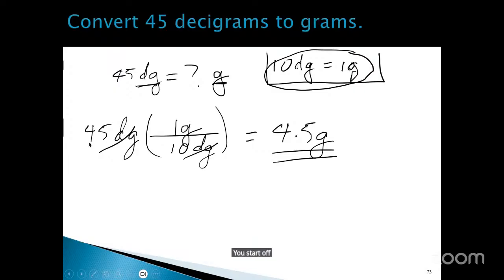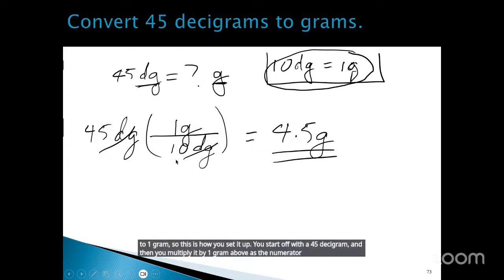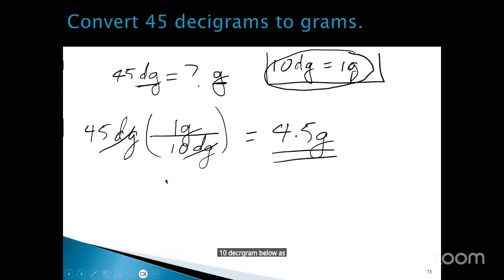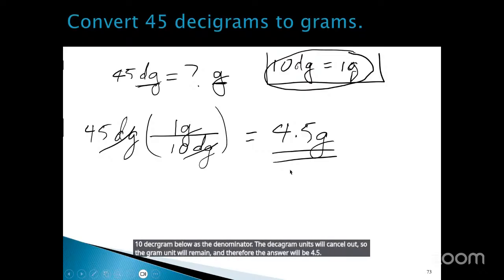You start off with the 45 decigram, and then you multiply it by 1 gram above as the numerator, 10 decigram below as the denominator. The decigram units will cancel out, so the gram unit will remain, and therefore the answer will be 4.5 grams. And that's how you do that conversion, all right?